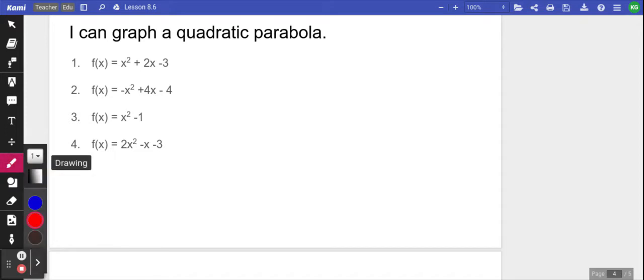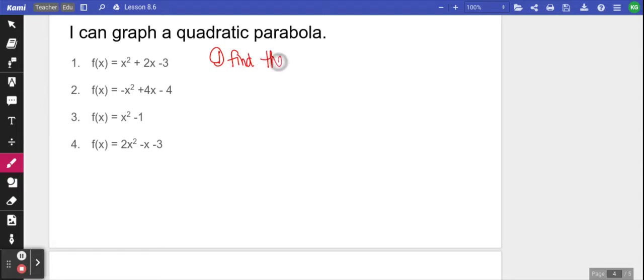Okay, for the first example here, we have f of x equals x squared plus 2x minus 3. So the first thing that we're going to start with is find the vertex, or the axis of symmetry. To find the axis of symmetry, we're going to find the equation of the line. And remember, we talked about yesterday in the last lesson that the equation of the line is a vertical line. So it's going to be x equals a number. And so we're going to find out it is x equals the opposite of b.